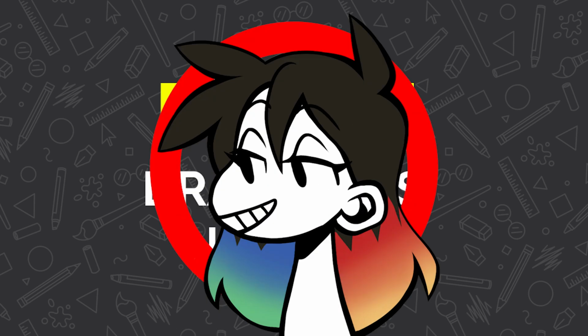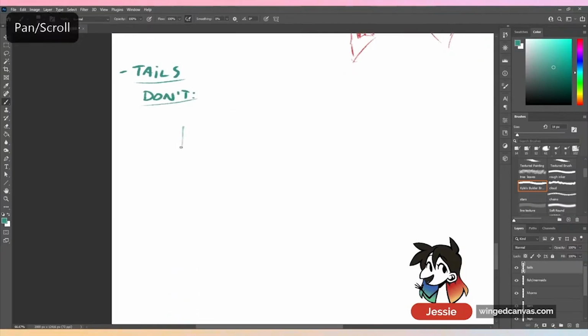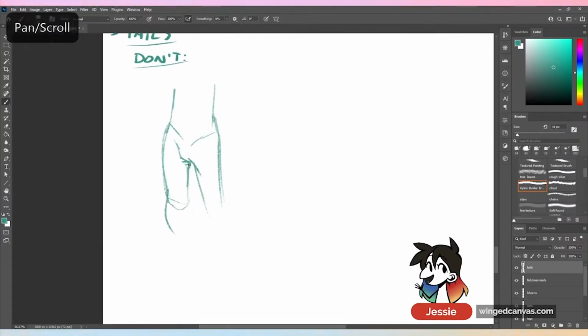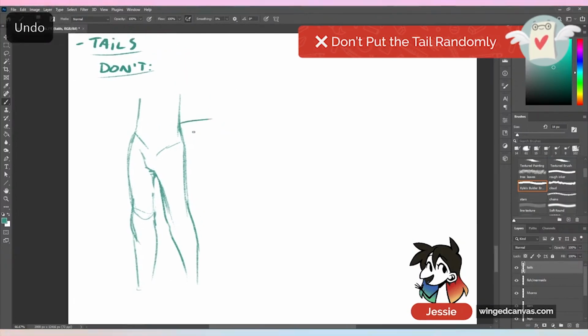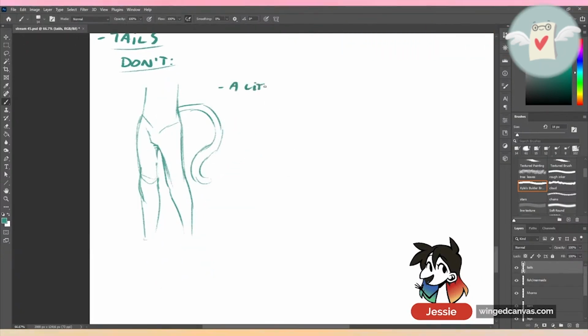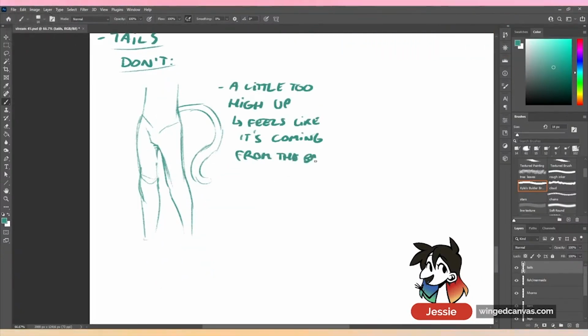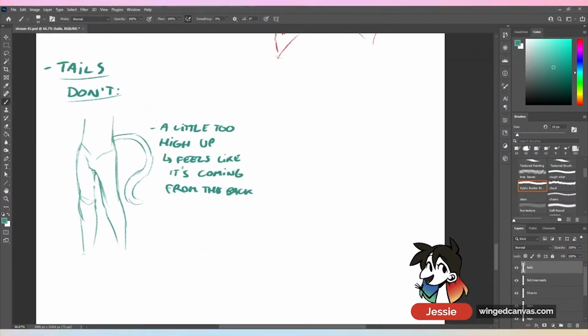Oh, tails. Let's talk about tails. The number one thing that I see is if somebody is drawing somebody from the front, we just have a person, and then they just kind of approximate where the tail goes. It usually starts from up here. So this is a little too high up, and it feels like it's coming from the back. I think this is the most incorrect thing. We're talking about tails, right?